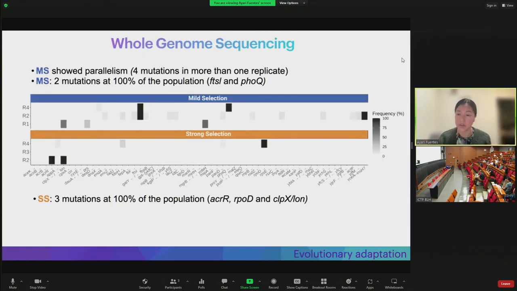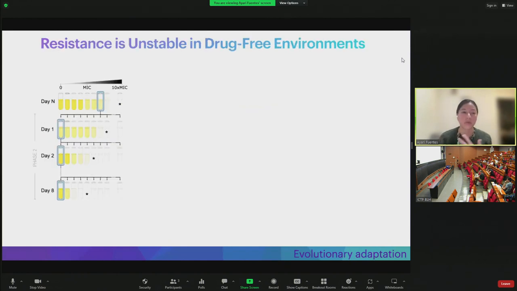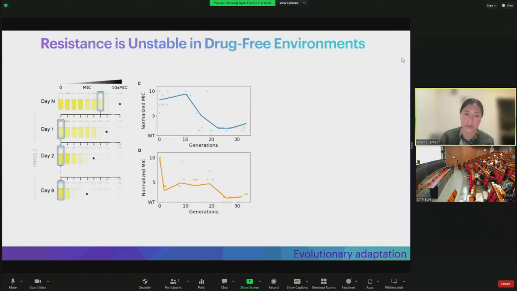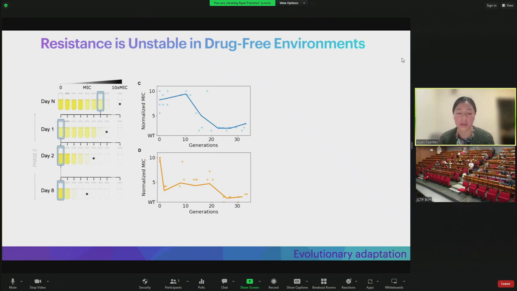Now that we have these two different populations, we remove the antibiotic for 8 days for both treatments. And what we see here, if we measure the MIC, is that both populations actually decrease their resistance in a drug-free environment, but the rate at which the resistance decreased was very different. For the strong selection, in just a few generations, it lowers a lot. And for the mild selection, it's quite stable, and then it's removed.